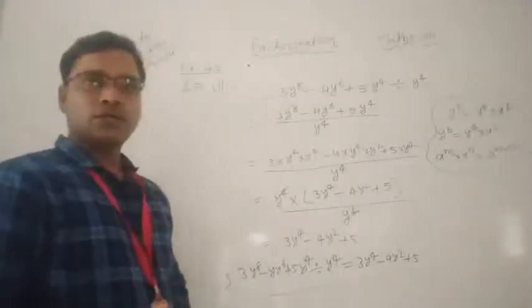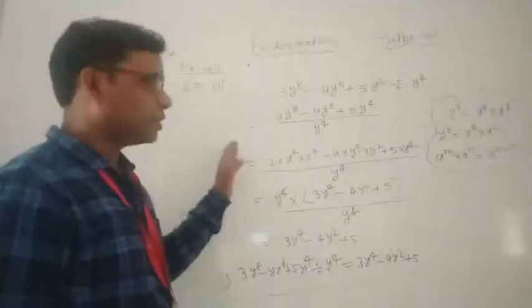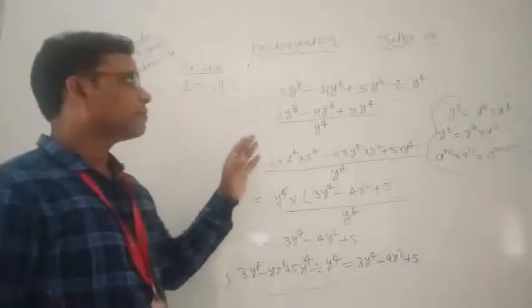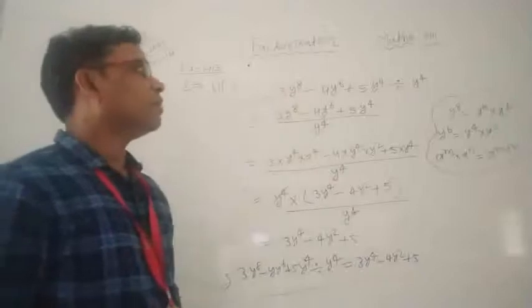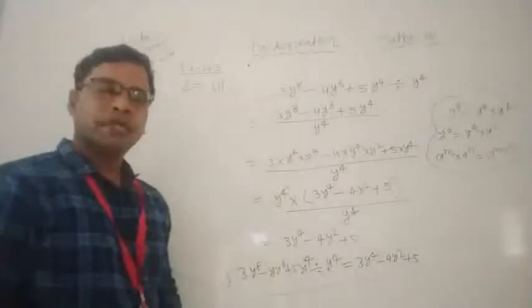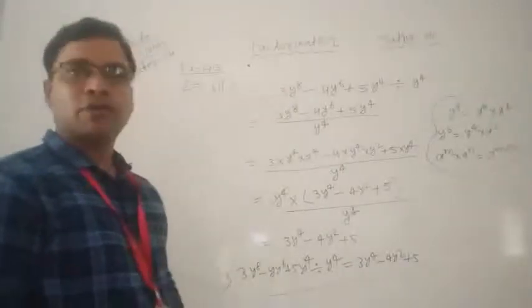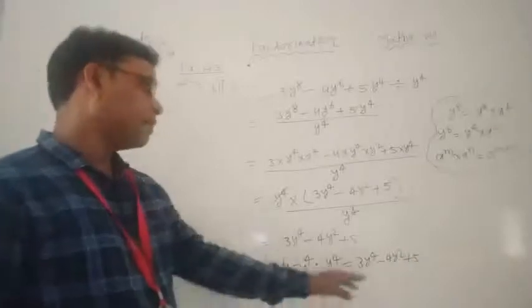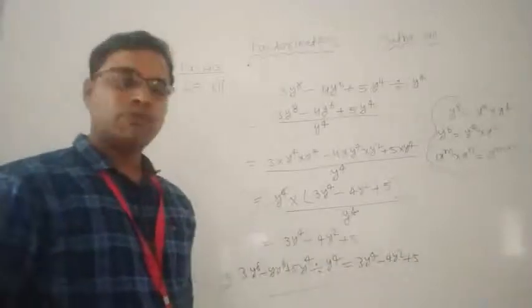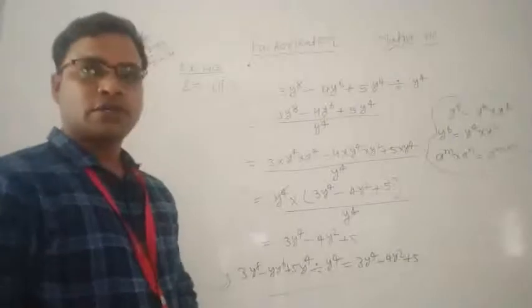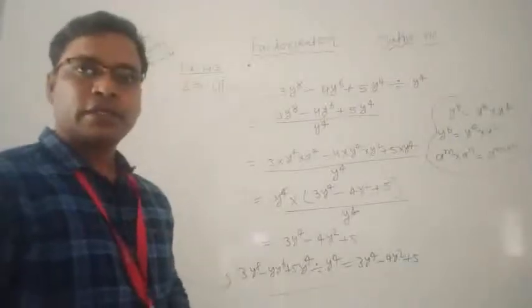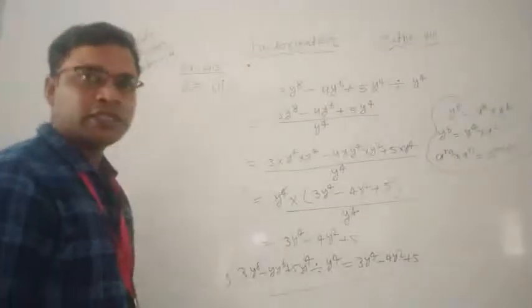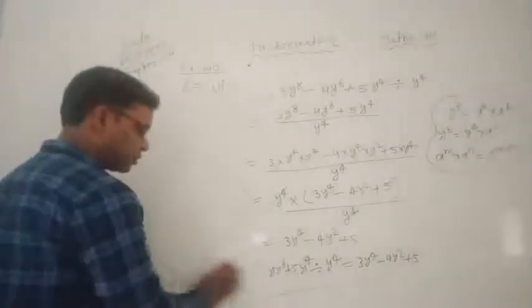So student, I hope all have understood these questions. Okay, if you divide 3y power 8 minus 4y power 6 plus 5y power 4 by y power 4, then we obtain 3y power 4 minus 4y power 2 plus 5. So now we are going to discuss the next part of question number 2. This means the third part. What is the third part of question number 2?